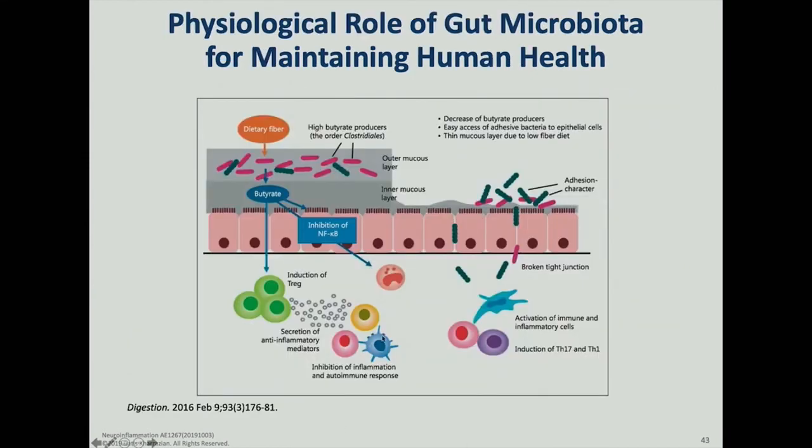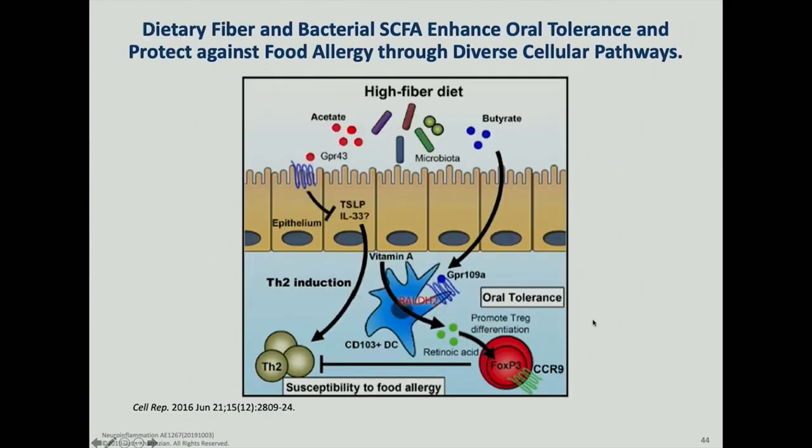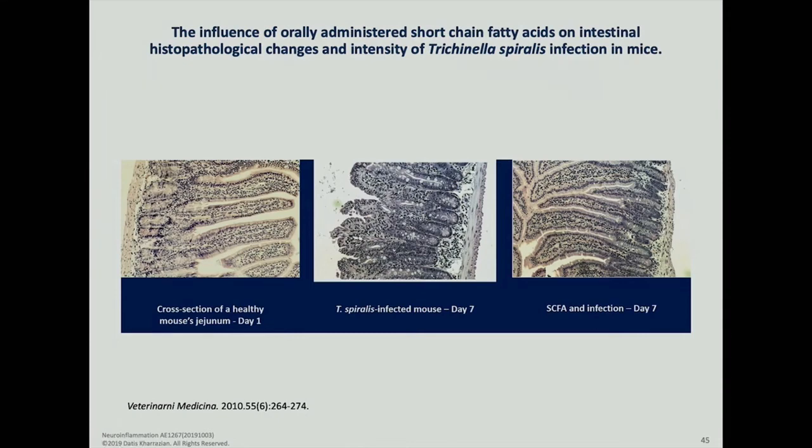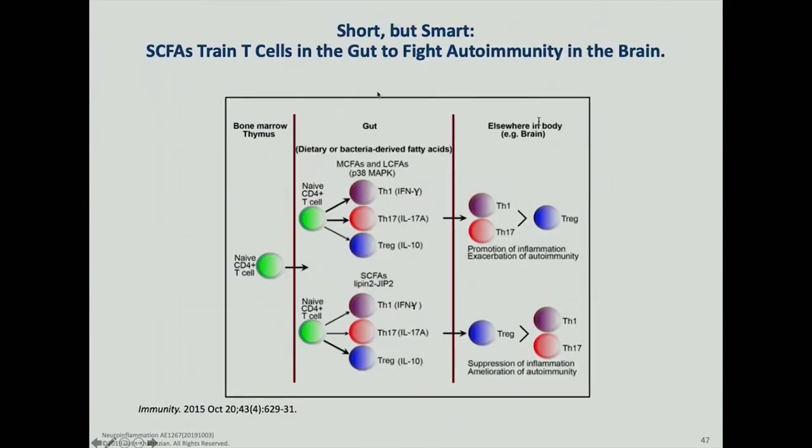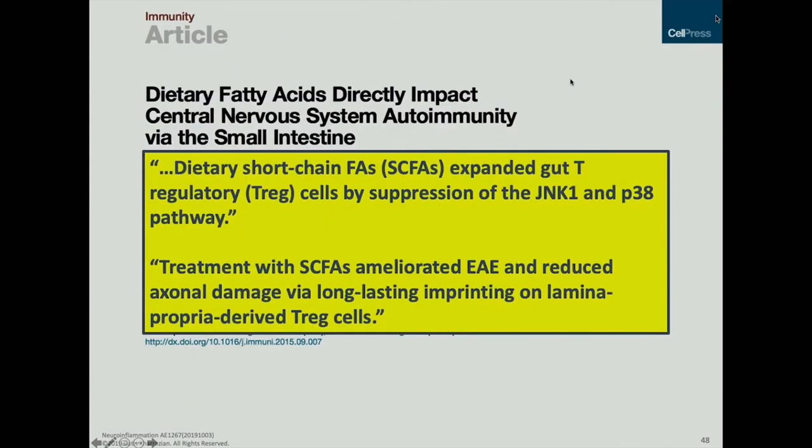So numerous studies have shown that the short-chain fatty acids have an anti-inflammatory effect, and they also help with immune response and activity and help protect the gut with different pathways. But look at this paper here, dietary fatty acids susceptibility to MS. Conclusion, dietary short-chain fatty acids constitute interesting candidates as safe and potent add-on therapy in the immunomodulatory treatment armamentarium for relapsing remitting MS. And look at the title of this paper, Short but Smart, Short-Chain Fatty Acids Train T cells in the gut to fight autoimmunity in the brain. So we know that dietary short-chain fatty acids can dampen the inflammatory pathways in the brain.